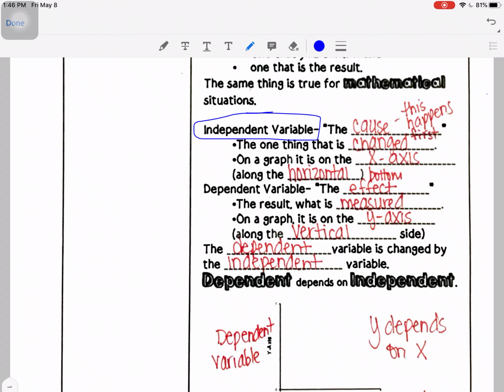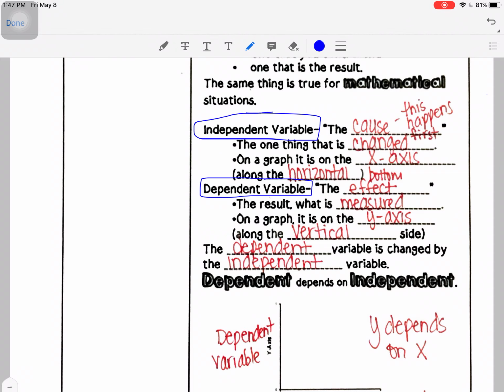The dependent variable is the effect. So this happens as a result of the independent variable. So it's the result, what is measured. On a graph, it is on the y-axis or the vertical side of the graph. The dependent variable is changed by the independent variable. Dependent depends on independent. So y depends on x.